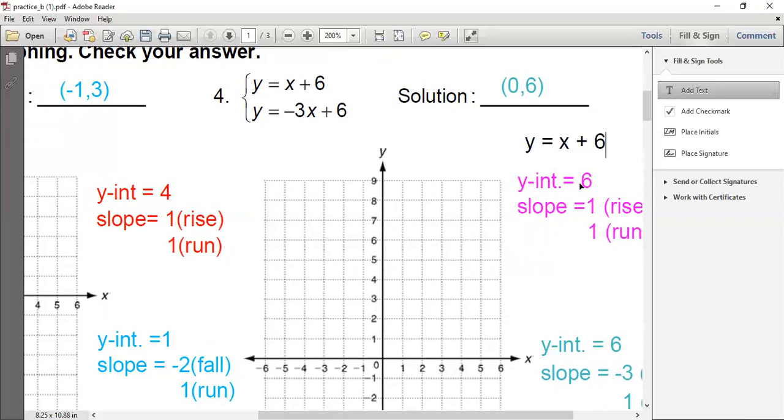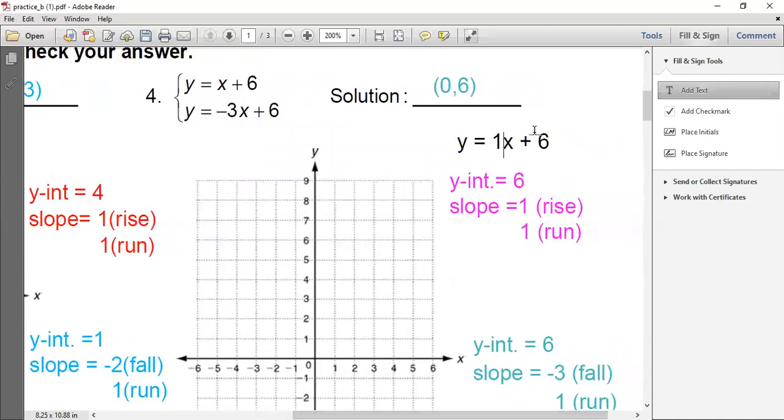So 6 is the intercept because y is equal to mx plus b. So b is the intercept, which is 6. We don't have the y, which means there is always a 1 there. Okay, so that is the rise. So what's below it? Again, there is an invisible 1, which is the run. So 1 up, 1 to the right, because it's not negative, right?